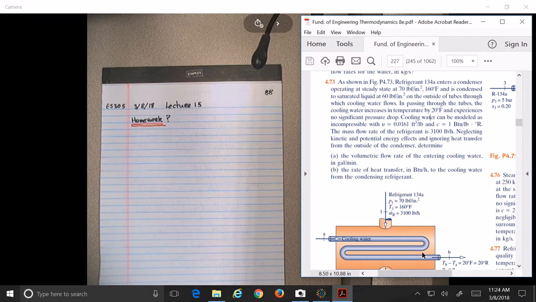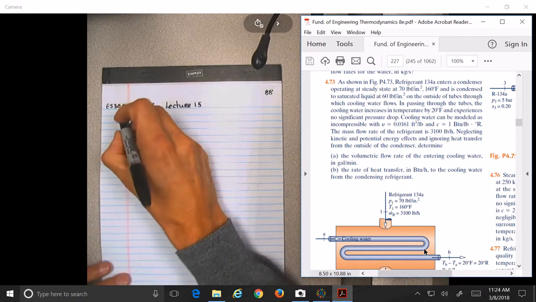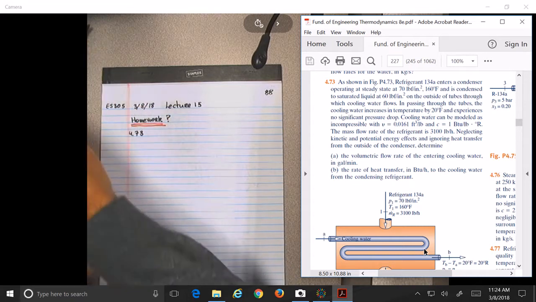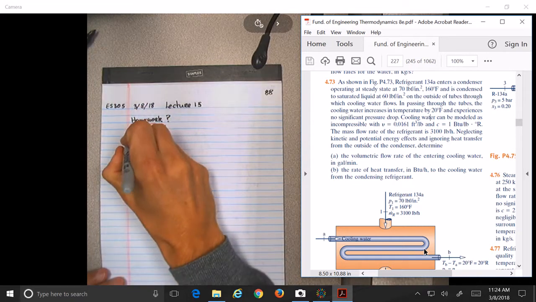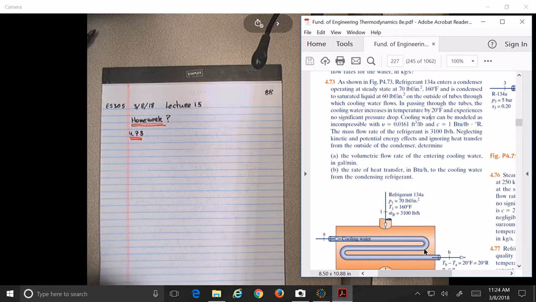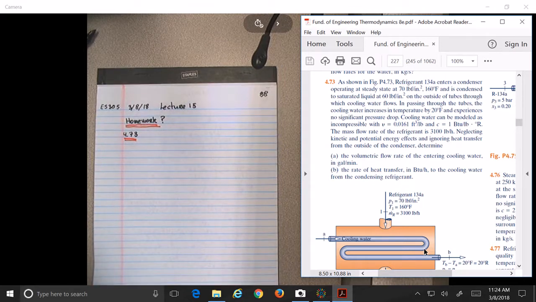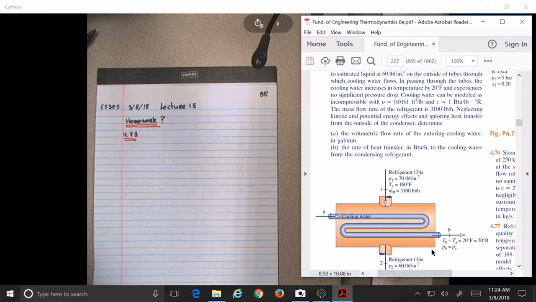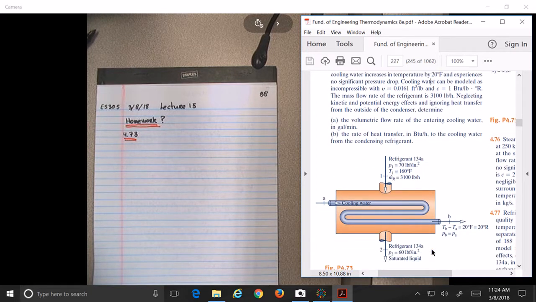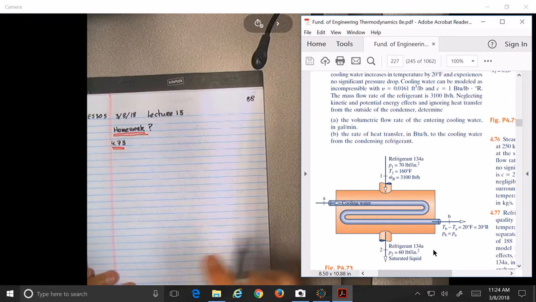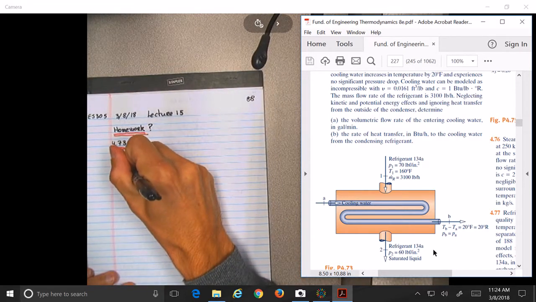So 4.73, let's go ahead. Okay, that looks like a classic problem. So problem 4.73. As shown in figure 4.73, what I'm going to do is copy the figure and then go back to the problem statement and see if there's anything missing. So it looks like there is some type of big heat exchanger here.